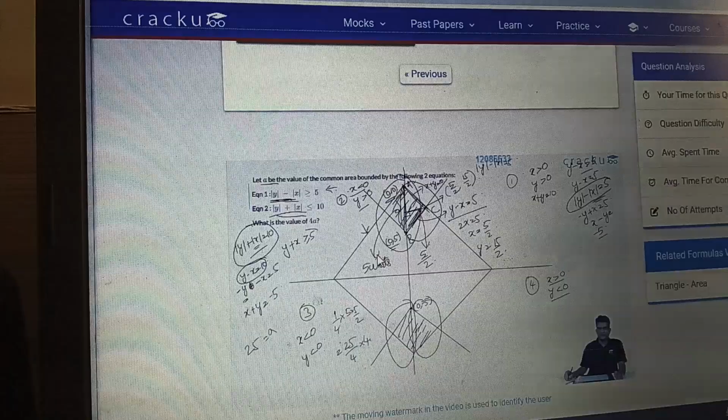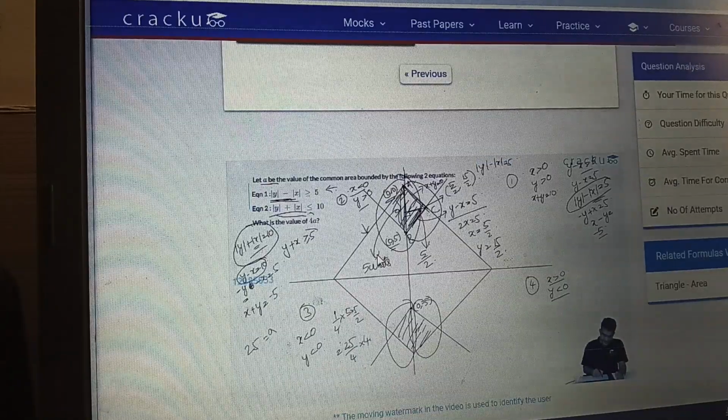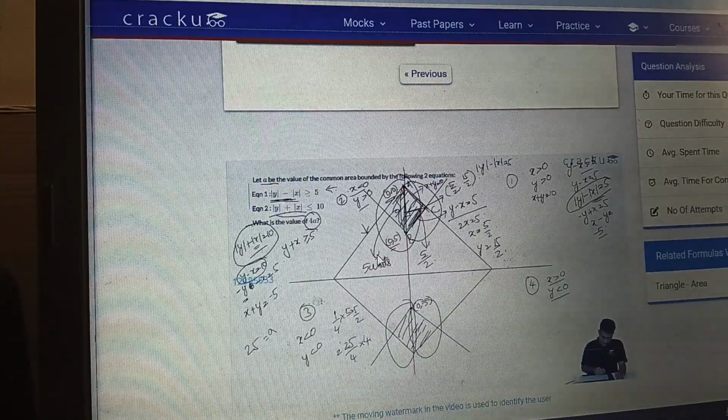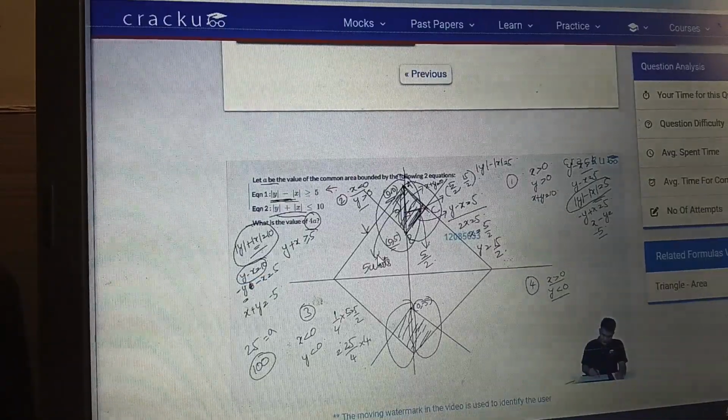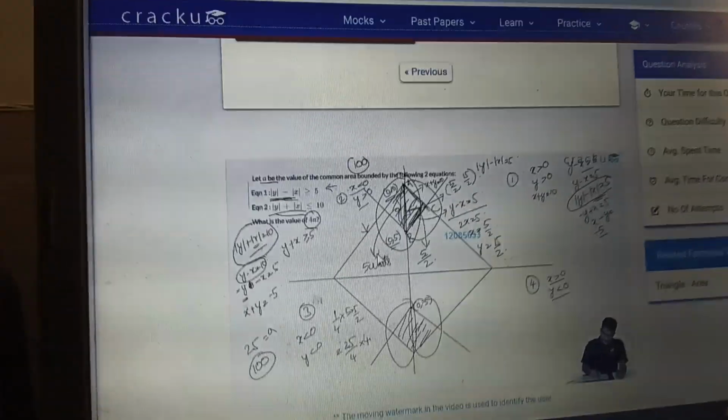That is the area of overlap between the two equations. So what is the value of 4A? The value of 4A will be equal to 100 which is 4 into 25. So the correct answer is 100 square units.